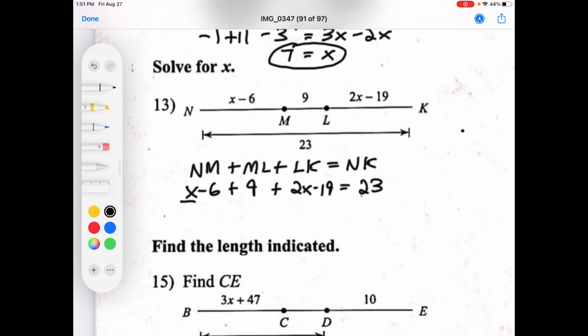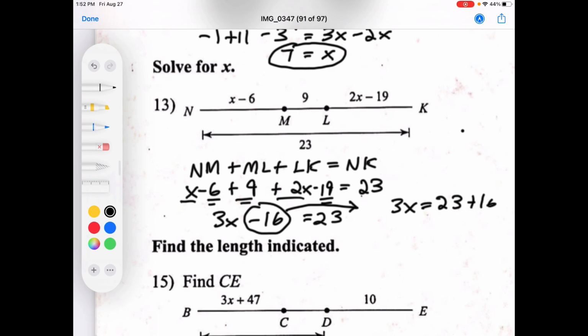Okay, so let's solve this. We have like terms, 2x and x will give me 3x. And then put these numbers together, negative 6 and positive 9 give you 3, and then a positive 3 and a negative 19 gives you negative 16. Equals 23. Let's throw this negative 16. So I'll end up with 3x equals 23 plus 16. 3x equals 23 plus 16 is 39. And divide by 3. X equals 13.